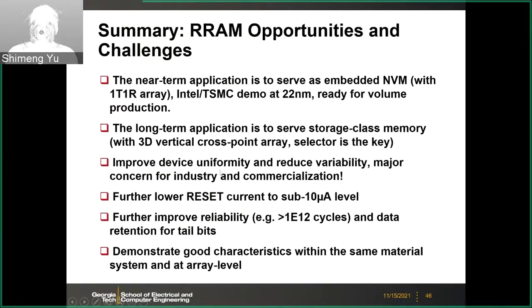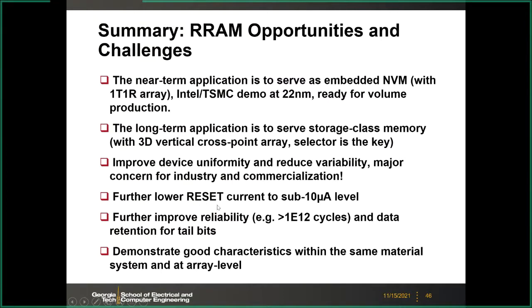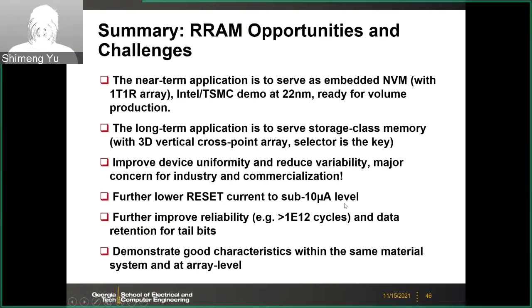RRAM suffers from the device uniformity and variability issue. So this is a major concern for industry and commercialization of the RRAM. And we need to further lower the reset current to the sub-10 microamp level. Then we can reduce the 1T1R transistor width, so you can minimize the cell area. And also further improve the reliability, endurance, for example, and also retention for the tail bits. And demonstrate good characteristics within the same material system and at array level. So this is the to-do list for the RRAM business.